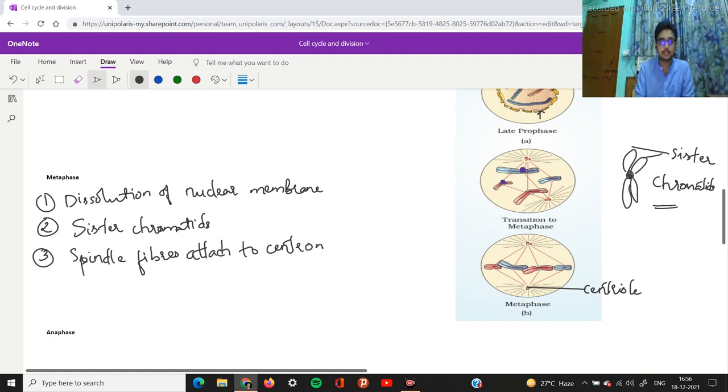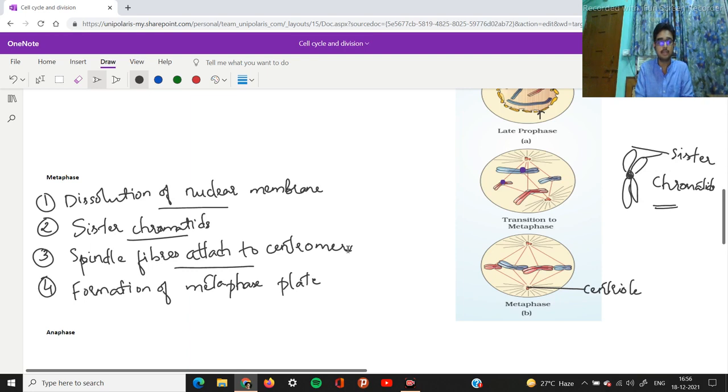So they attach themselves to the centromere, and the last and most important one is formation of the metaphase plate. So that is what takes place in metaphase: dissolution of the nuclear membrane, sister chromatids form, spindle fibers attach themselves to the centromeres, and formation of the metaphase plate takes place, in which the chromosomes align properly in the center of the cell.